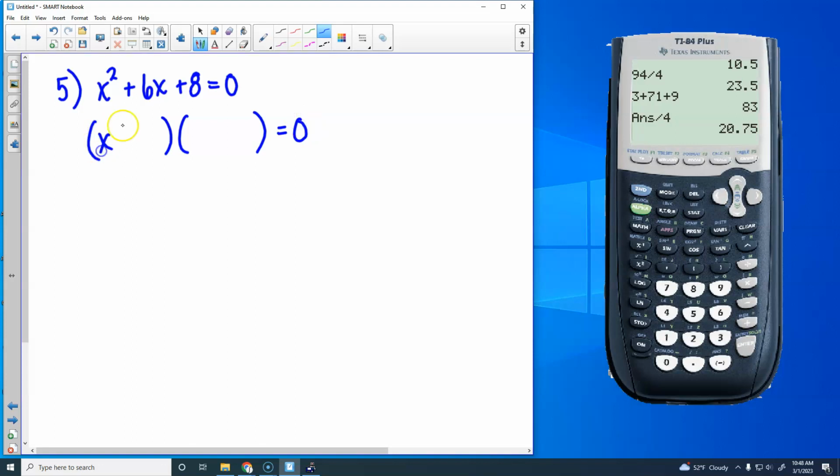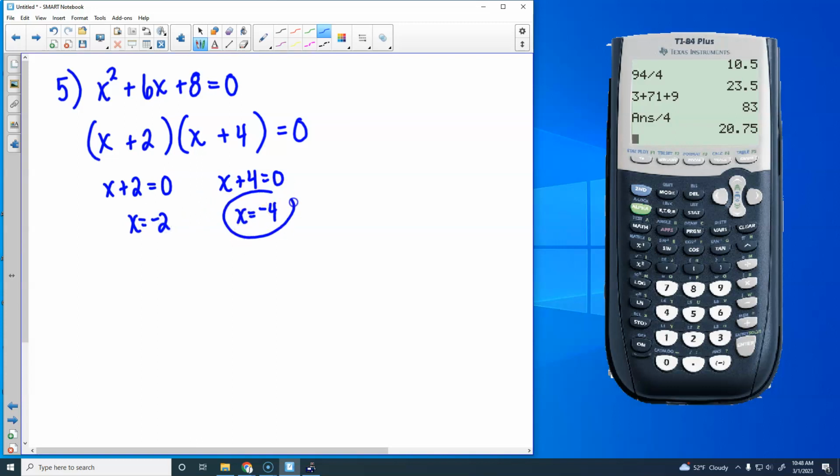I would have an x and an x. I'm going to have a plus 2 and a plus 4. Okay, those aren't your answers. That's just your factored form. You've got to do x plus 2 equals 0, x plus 4 equals 0, which is going to give you negative 2 and negative 4 as your answers for that.